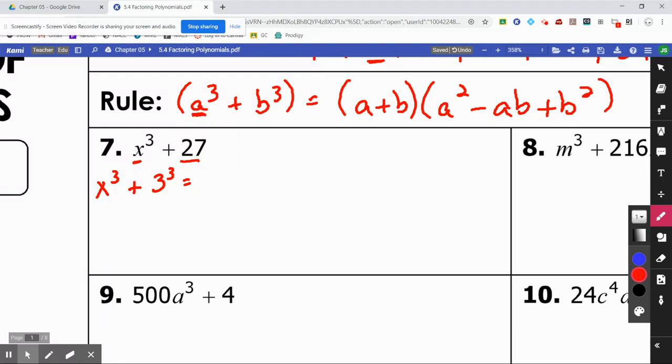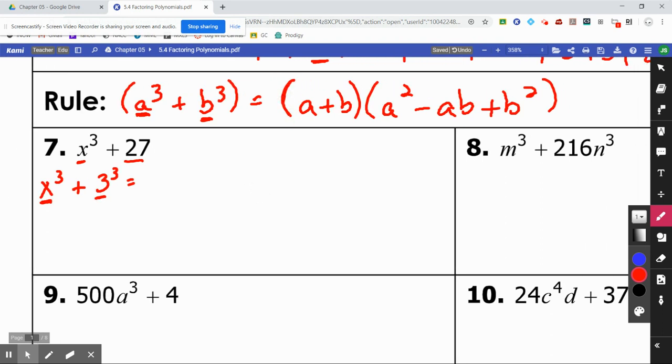My a value for my formula matches up with the x. The b in my formula matches up with the 3. So all you have to do is everywhere you have an a in the formula, put x. Everywhere you have a b, put a 3. So this a plus b turns into x plus 3. Then you have a to the second, which is x to the second. Everywhere I have an a, put an x. Everywhere I have a b, put a 3.